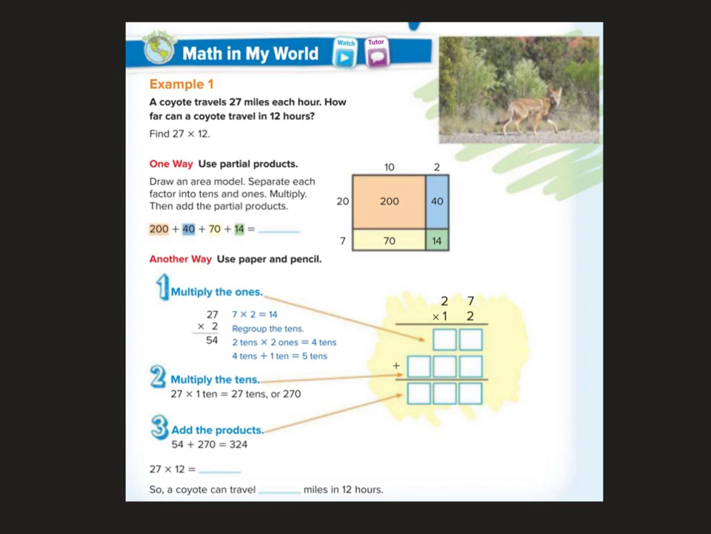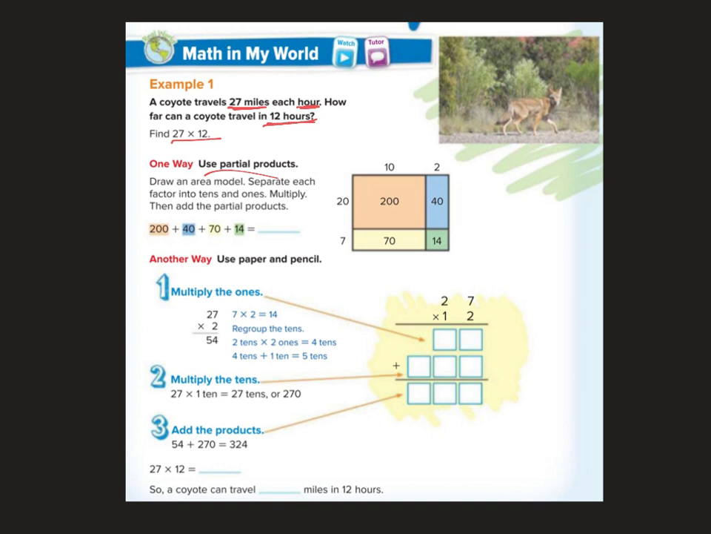Example 1 here says, a coyote travels 27 miles each hour. Wow, that's a fast moving animal. How far can a coyote travel in 12 hours? So if he can go 27 miles in 1 hour, how far can he go in 12? So we have to find 27 times 12 to figure this guy out. We're going to use partial products. So we're going to draw our area model.